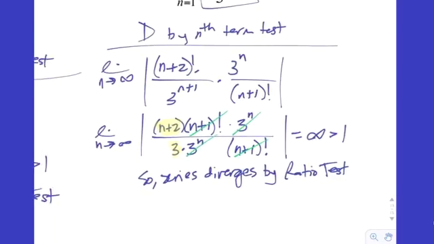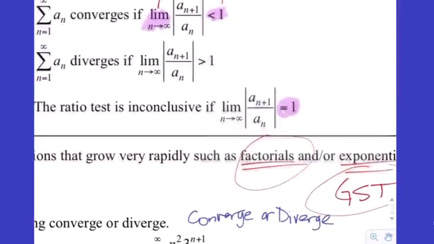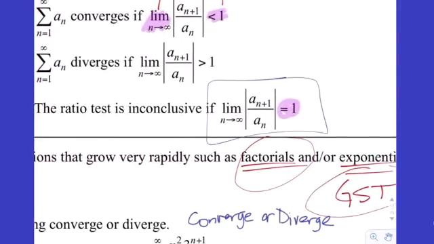If it's less than 1, it converges. If it's greater than 1, it diverges. And if it's equal to 1, it's inconclusive. You've got to try another test.